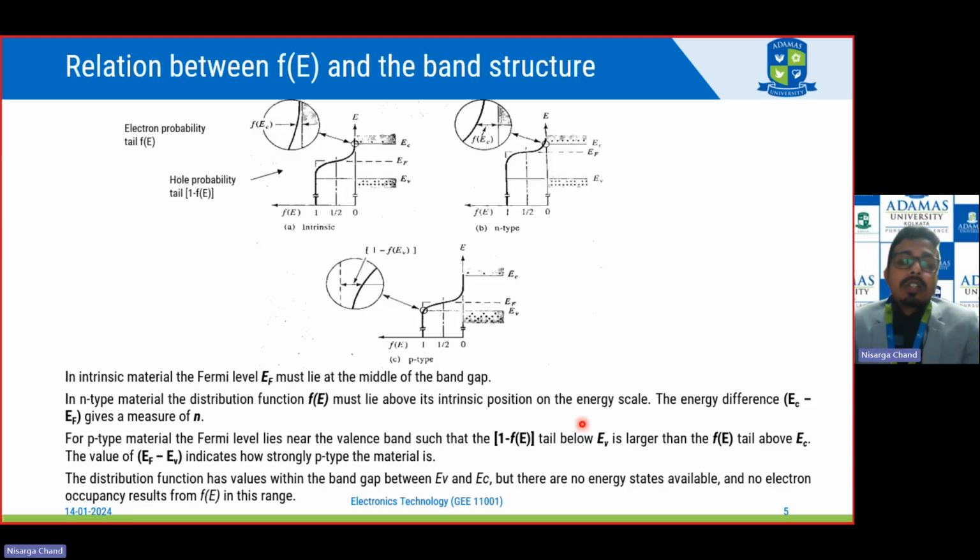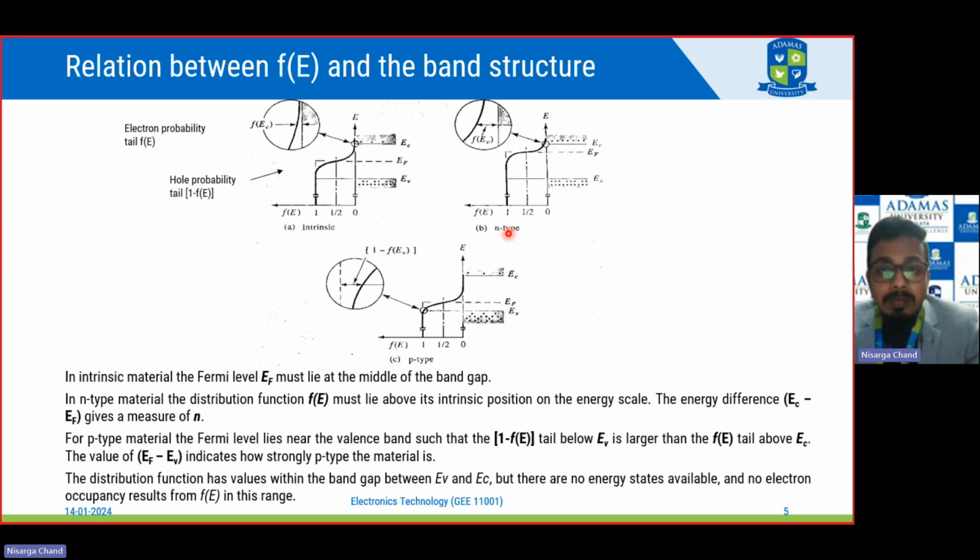Now, that is the relation between f of E and the band structure. The first picture is for intrinsic semiconductor. Here you can see valence band, conduction band energy, and Fermi level energies. The Fermi level energy is absolutely in the middle between the valence band and conduction band energy. So there is a 50% probability that an electron can occupy a certain level.